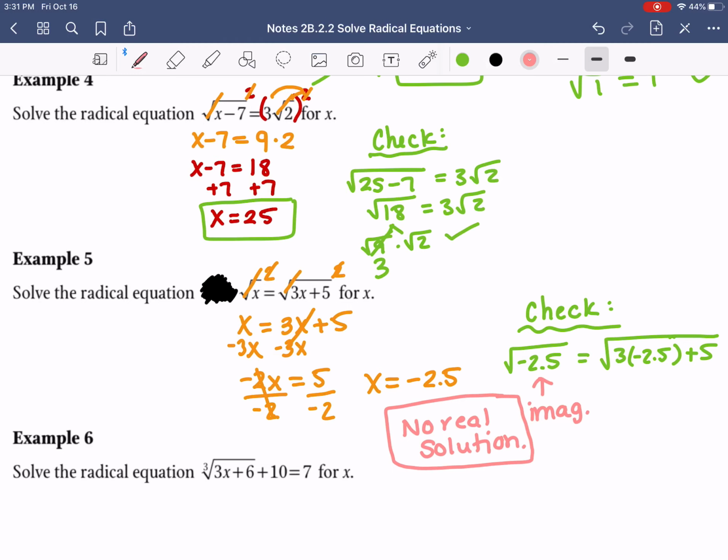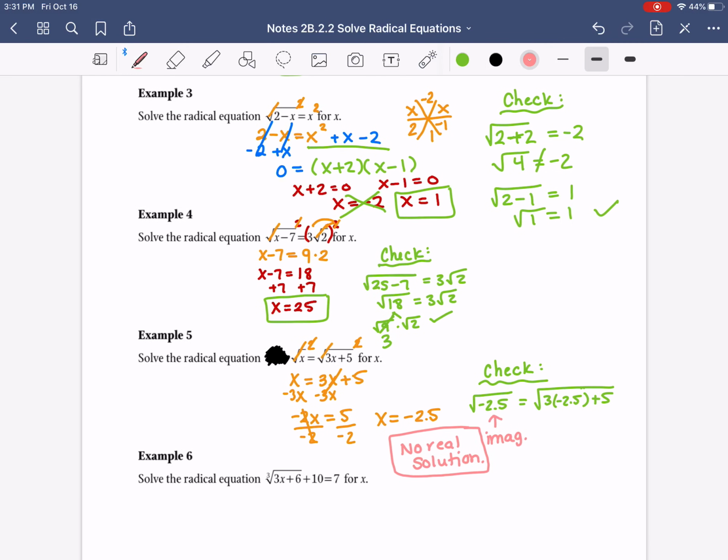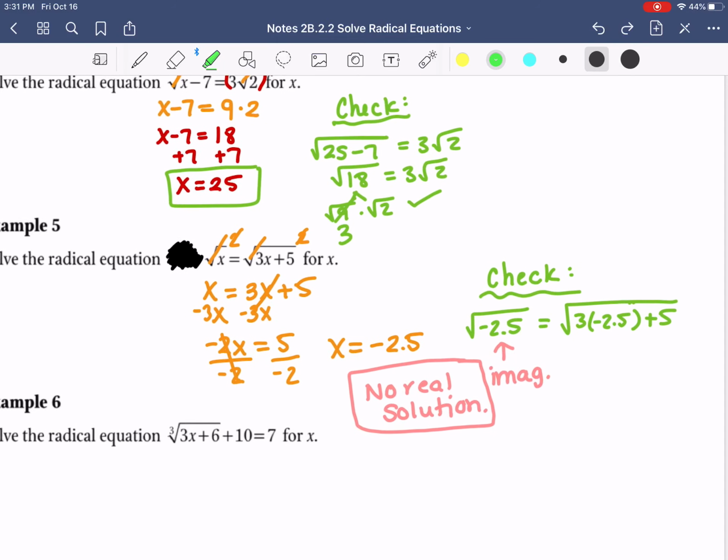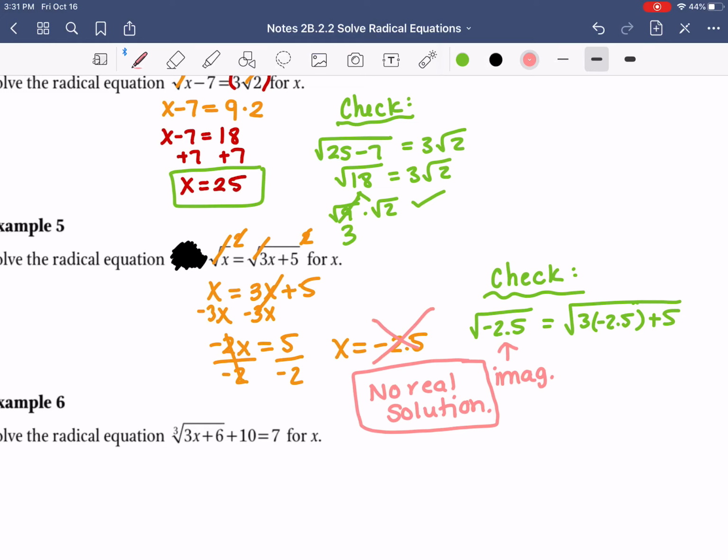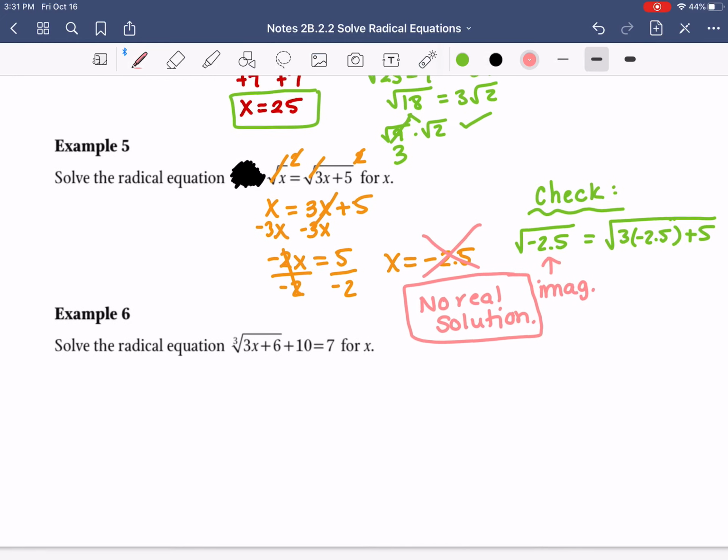So we had an invalid value on number 3 because when we plugged it back in, it was equal to a negative. Here we had a negative under the radical. So both of those cause answers to be invalid. So there was only one answer. It didn't work. We would say no real solution.